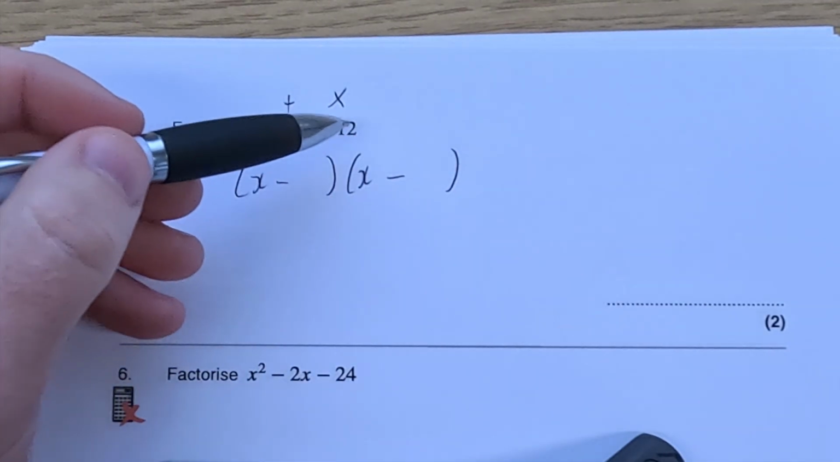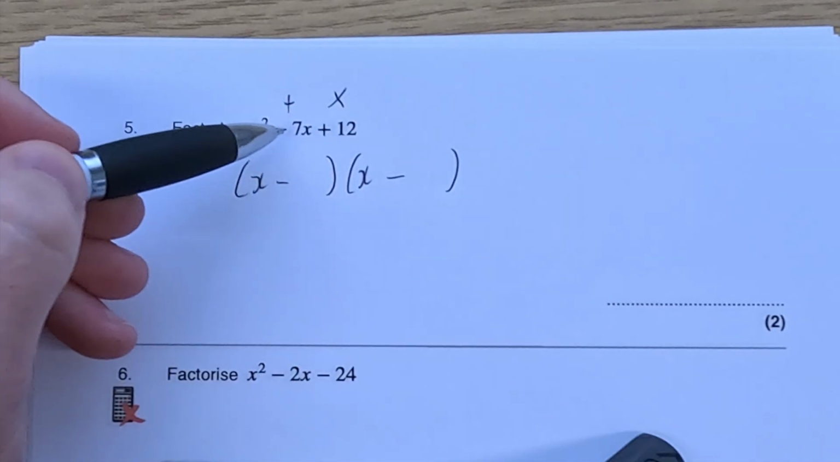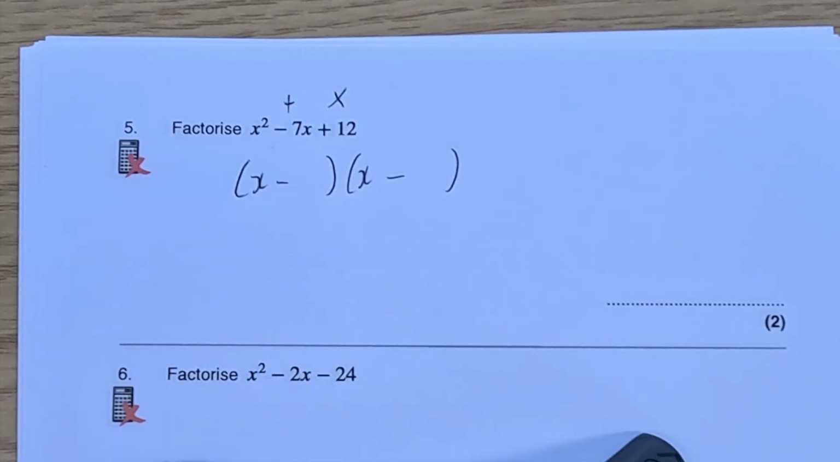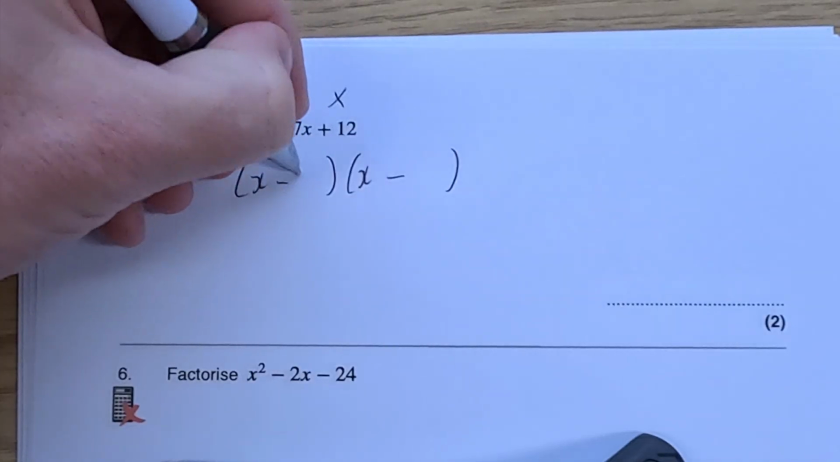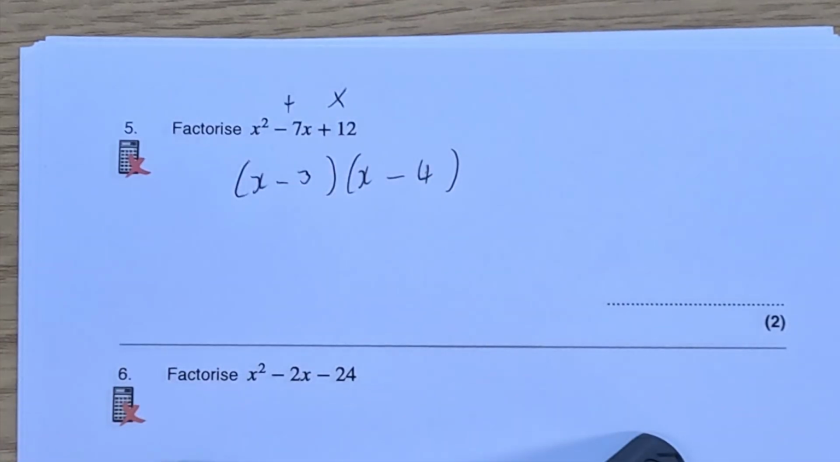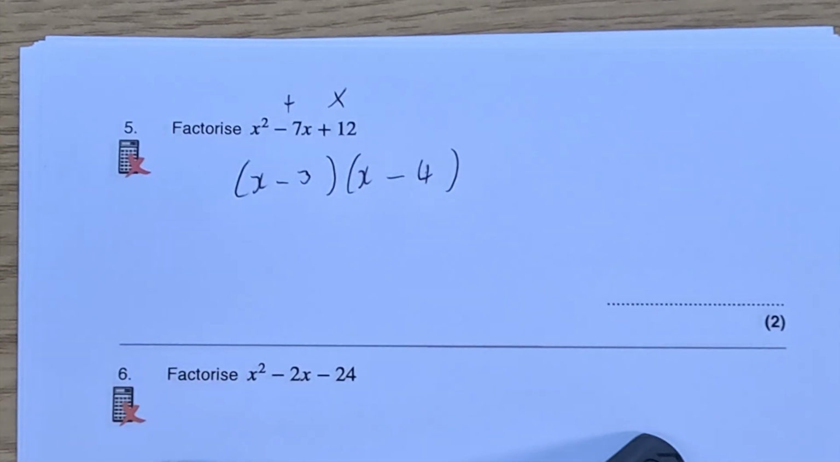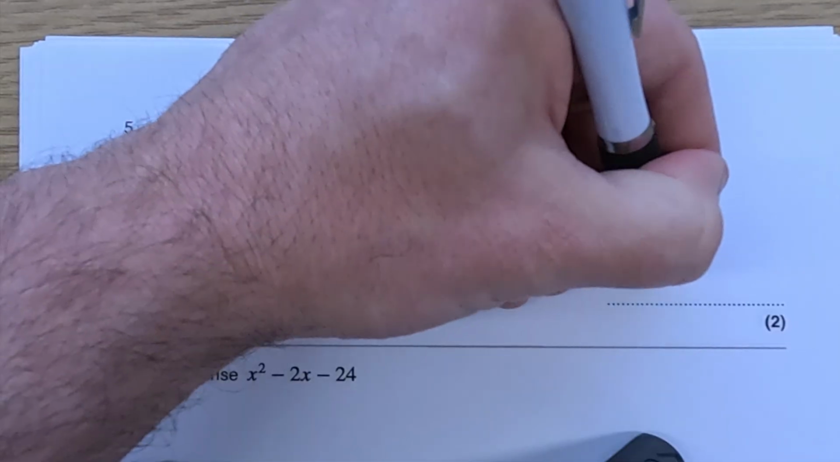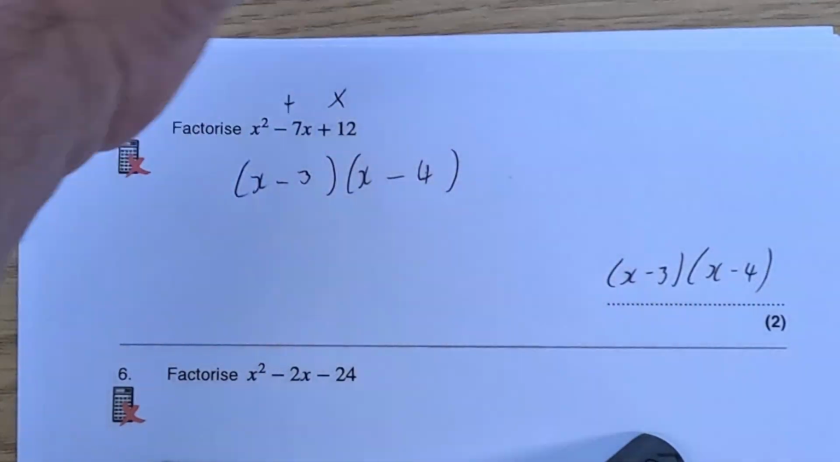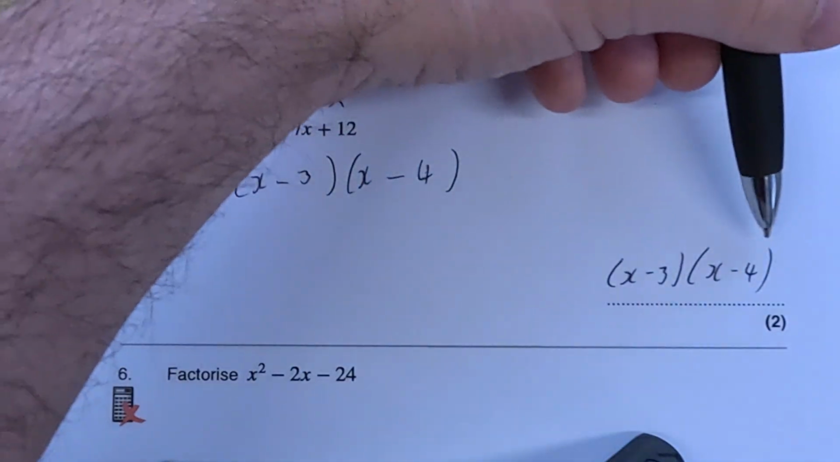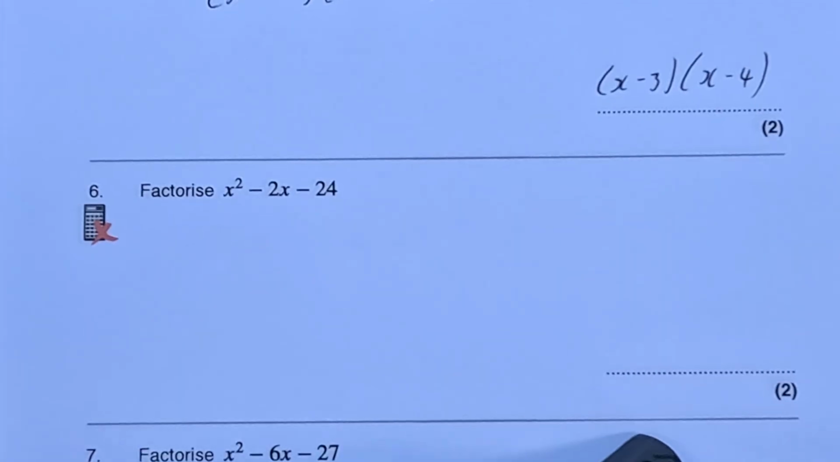So in terms of numbers that times together to be 12 and add together to be minus 7, I'm thinking minus 3 and minus 4. Because minus 3 times minus 4 would be 12, but minus 3 plus minus 4 would be minus 7. So that's it, we've factorized it. So the answer would be x minus 3 and x minus 4. And you could write those the other way around if you wanted to, x minus 4 and x minus 3, but we're right. Okay, question number 6.